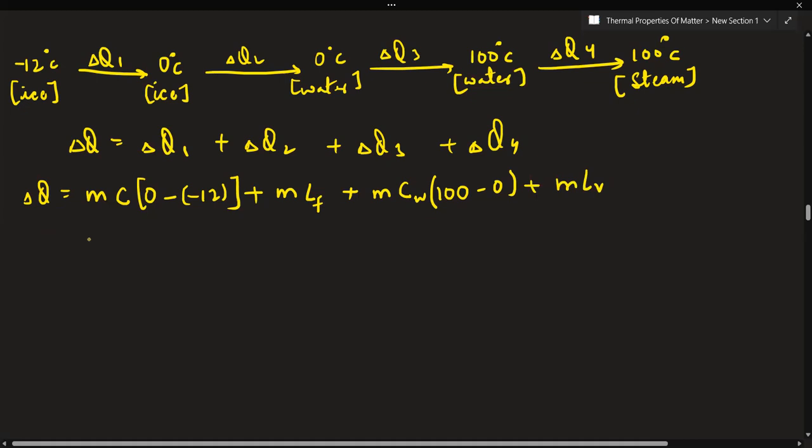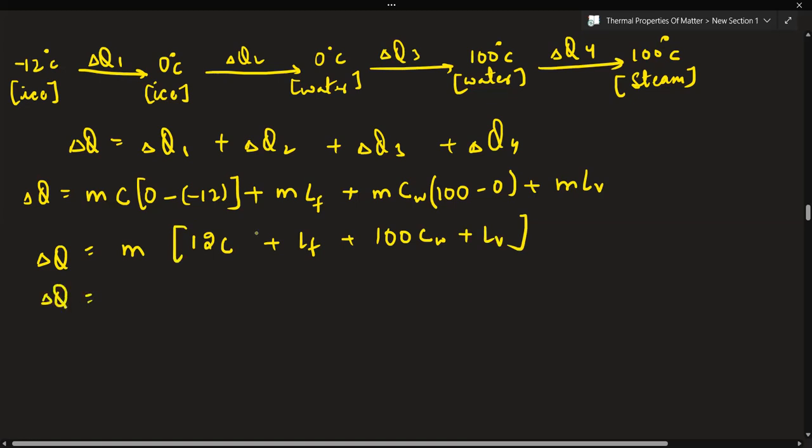Fine. So see, mass is common in all of these. So let us take mass already common. This is minus minus 12 will be plus 12. So this will be 12C plus LF plus 100C. CW, just in order to differentiate the specific heat of ice and specific heat of water. I am writing CW plus LV.